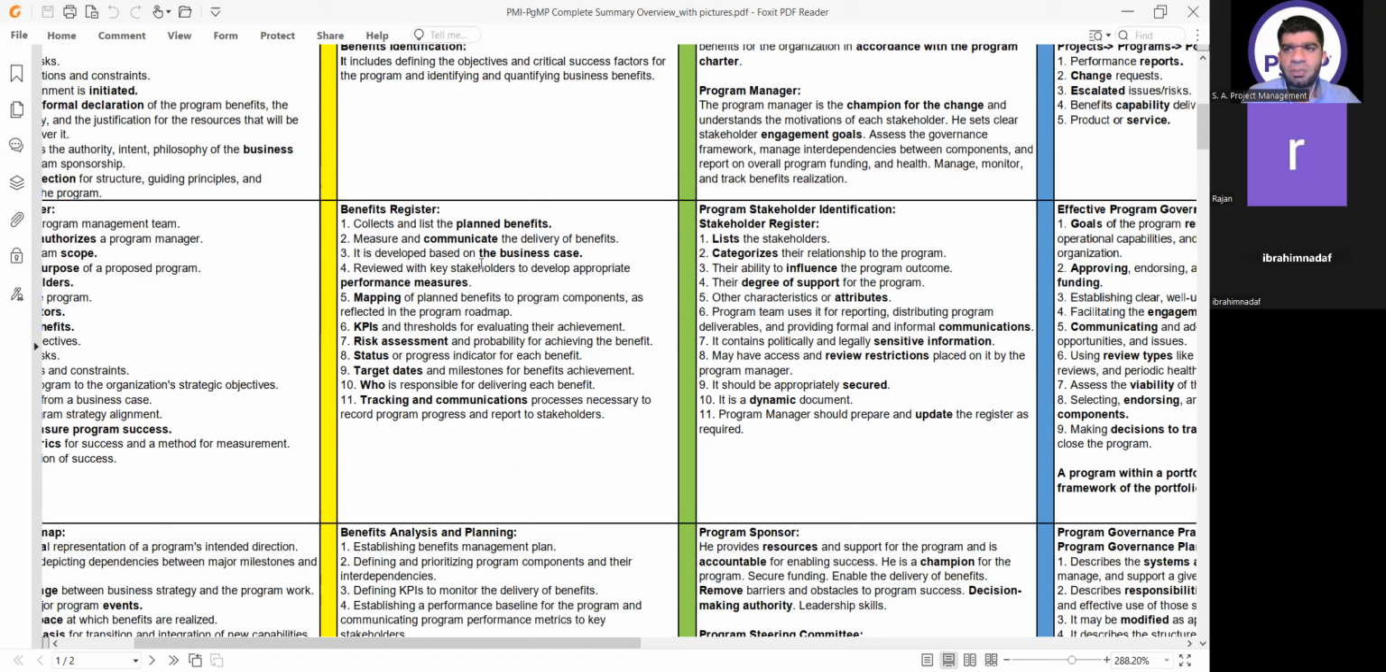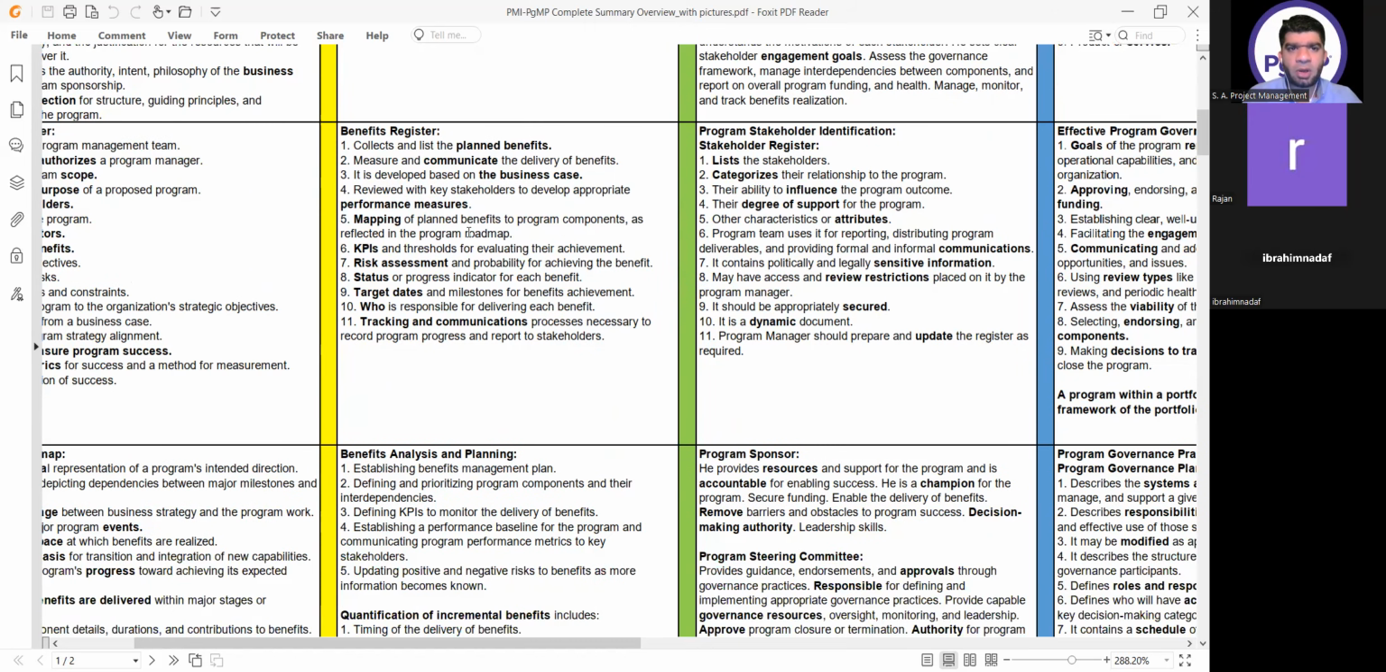It is developed based on the business case. At this level, keep in mind we already have the business case, charter, and roadmap with us from the strategic element domain. But when we go to the program formulation phase, the identification is the first document in this. Mapping of the planned benefits to program components, KPIs, risk assessment, status, target dates, who is responsible, and for what.